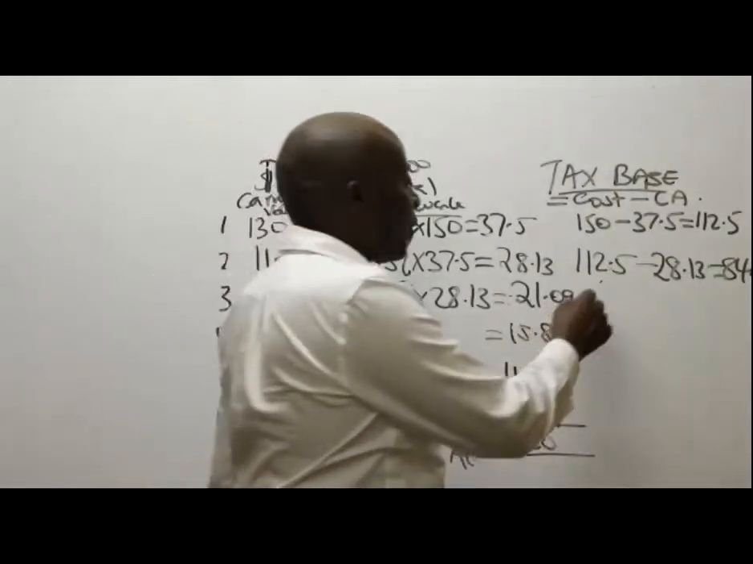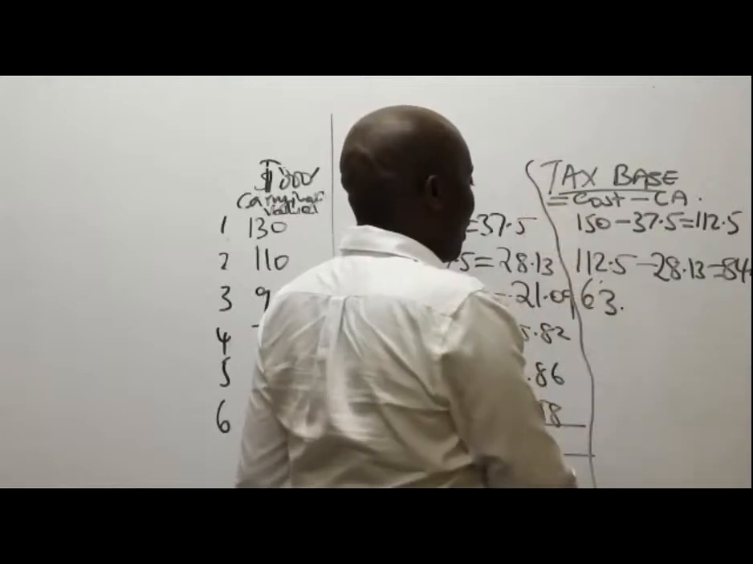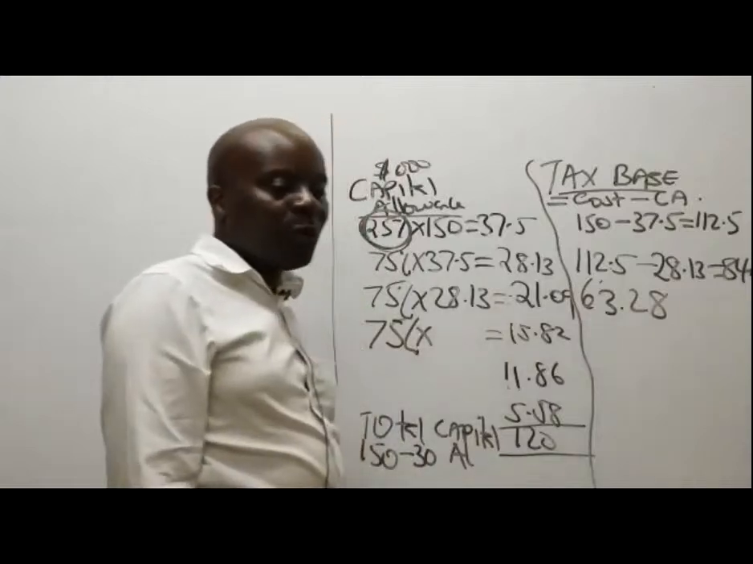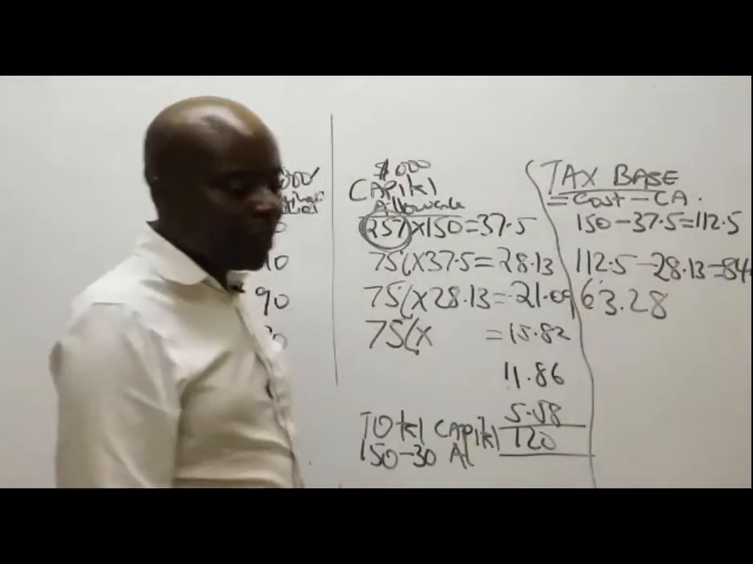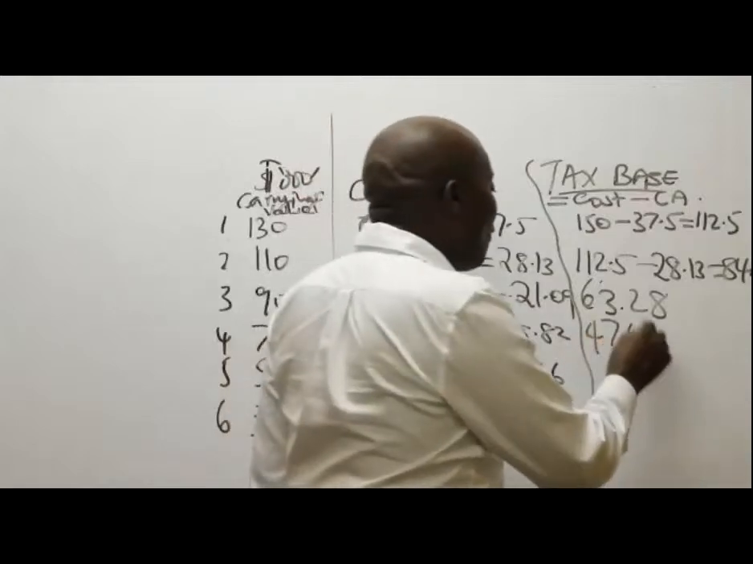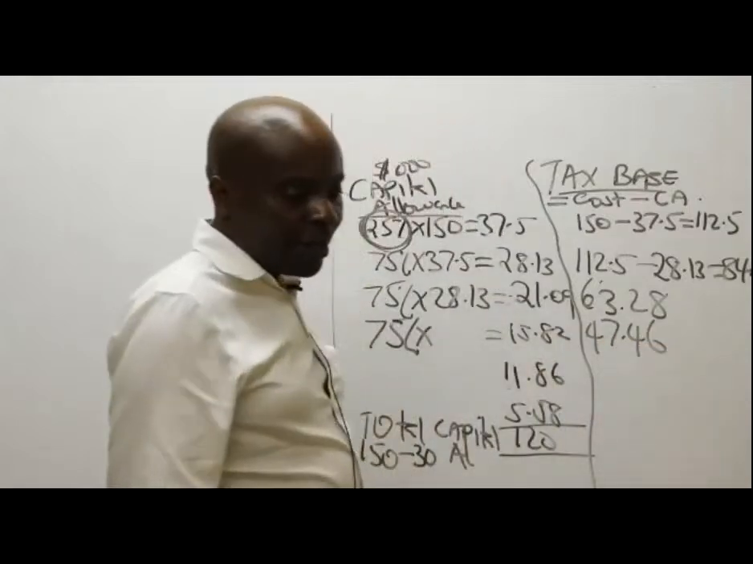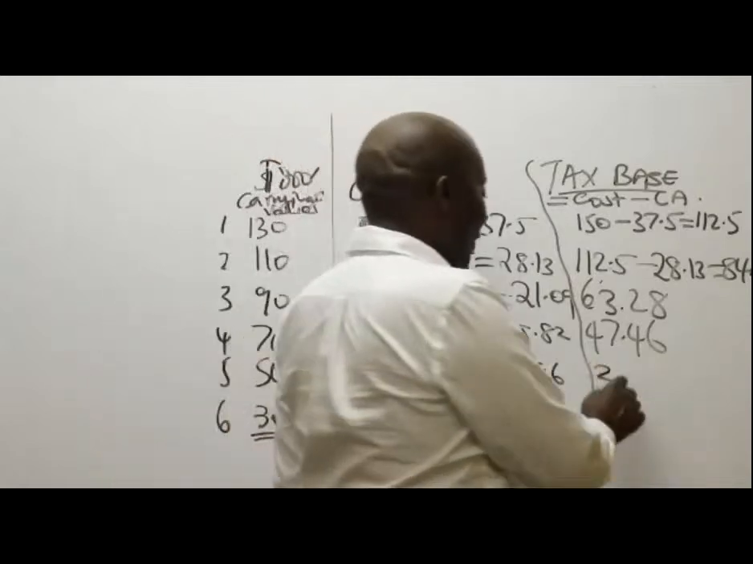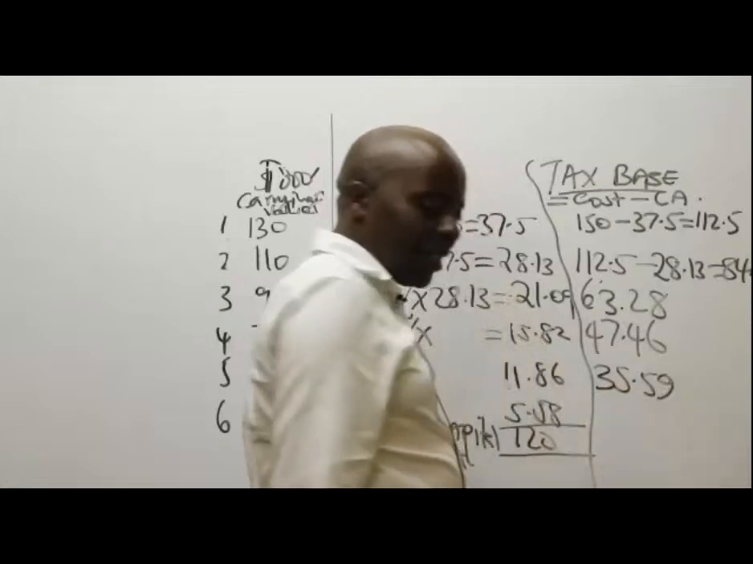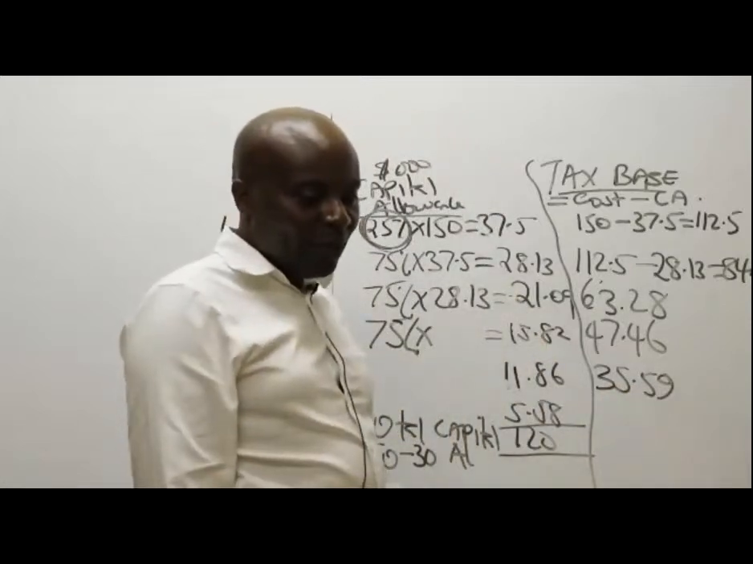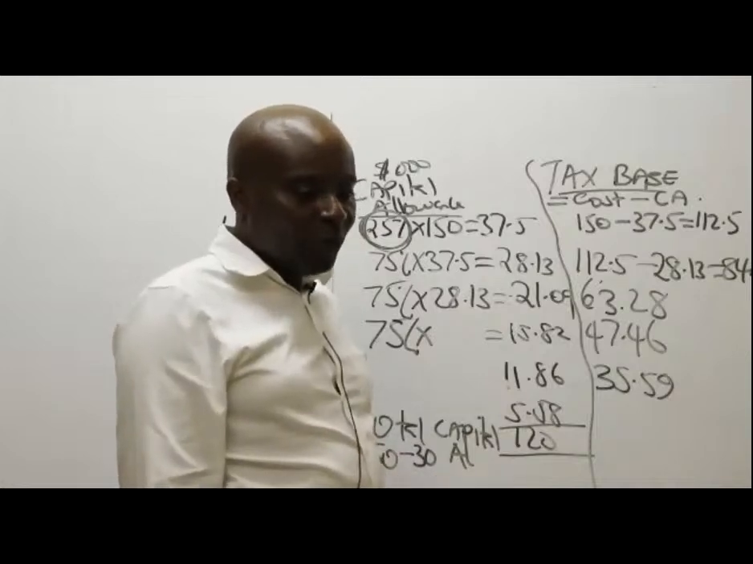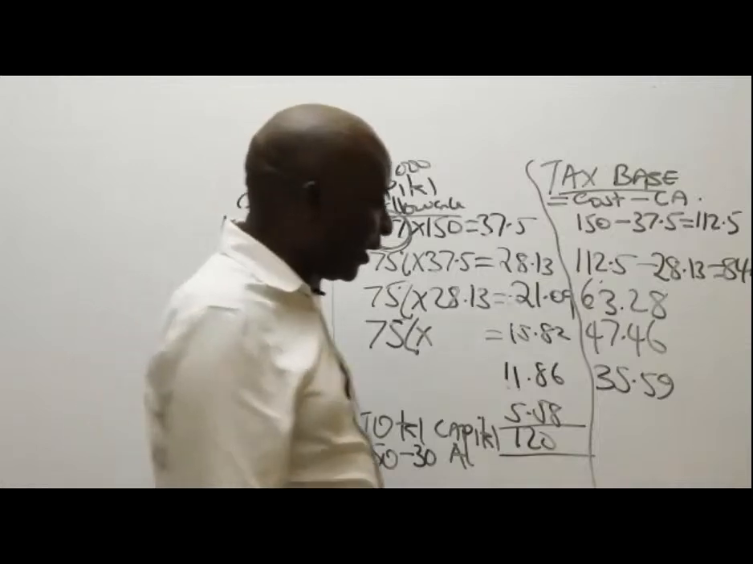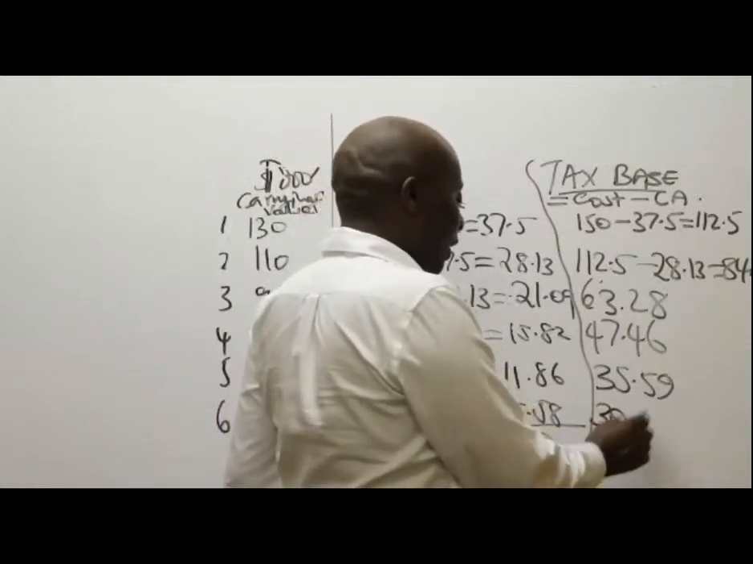They tell me, teacher, for the third year take 63.28. Please continue with that good spirit. 47.46. We have here 35.59, and then we have now the last one. The last one will be what here, somebody? 30 or 29 point something. Most of them are saying 30. Thank you so much.